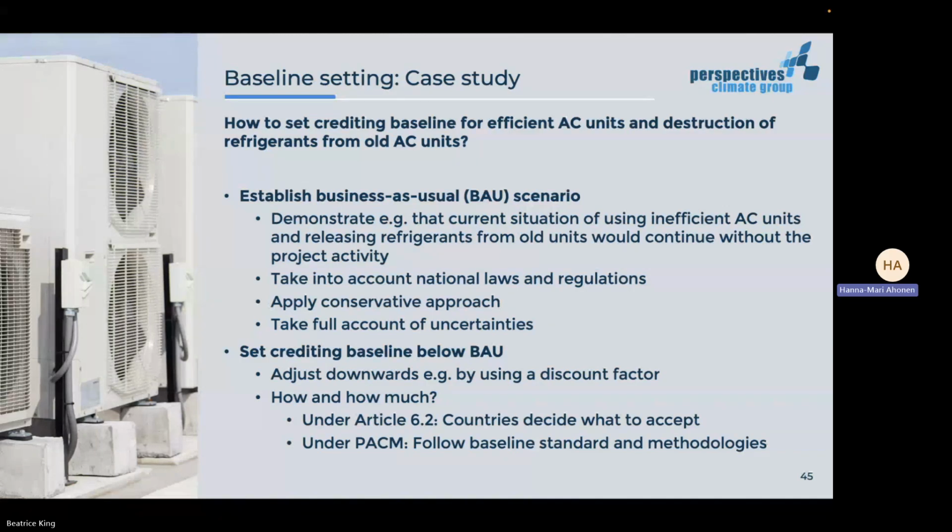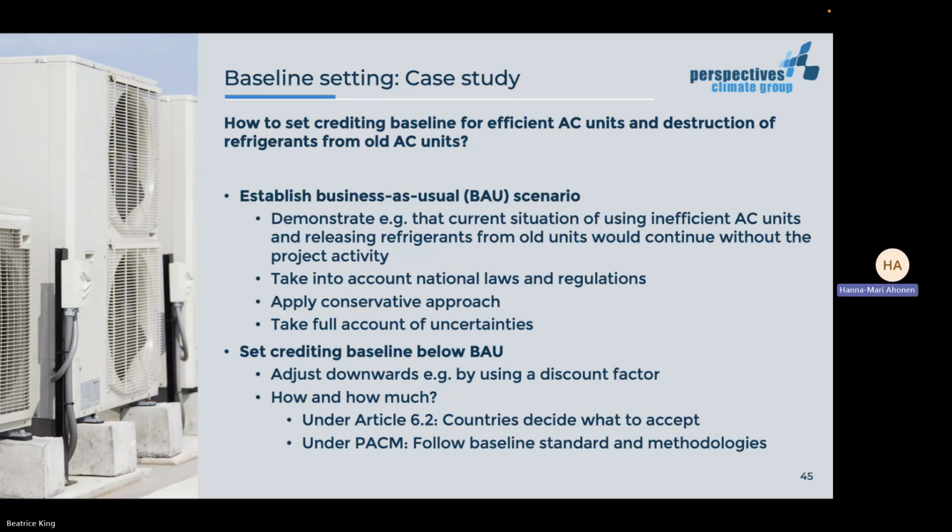Thank you. So now remember the efficient AC units and the destruction of refrigerants from old AC units. So first, we would develop a business as usual scenario, which would be, in this case, the continuation of the current situation because there's no policies for moving towards more efficient AC units. So the current situation would continue. And you would calculate how much emissions come from the current situation, make some assumptions, of course, justify those assumptions, take into account the laws and regulations, and be conservative about your assumptions. And then that business as usual is not going to be your crediting baseline. You have to set your crediting baseline below. But how much below? That is the big question, and we don't have the answer here.